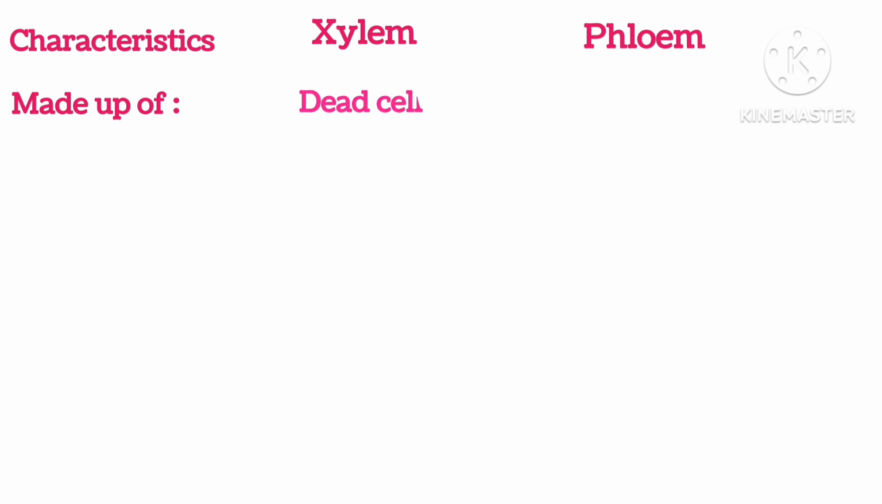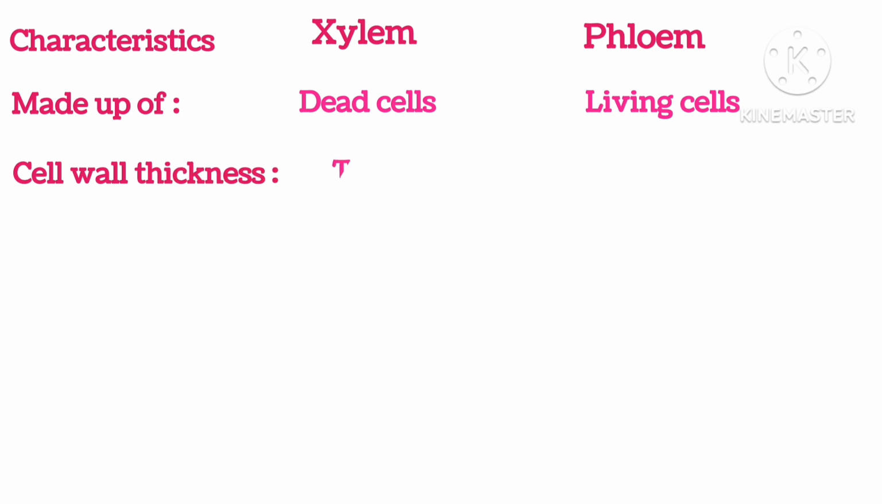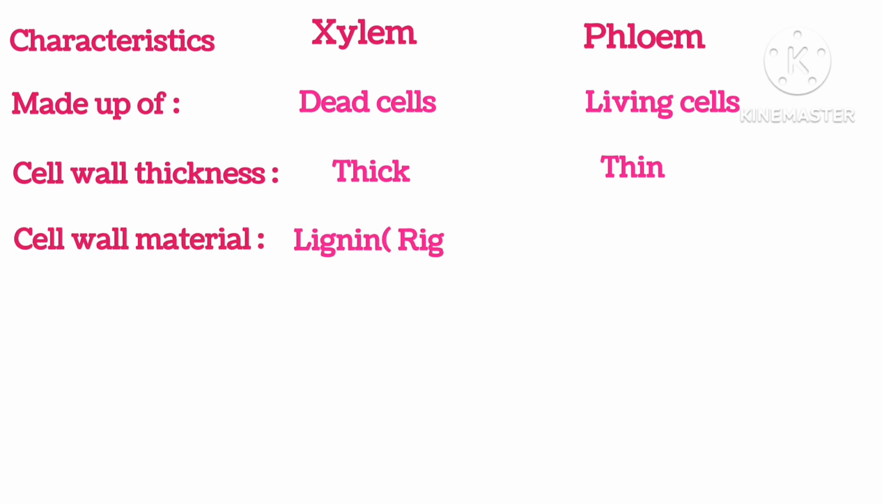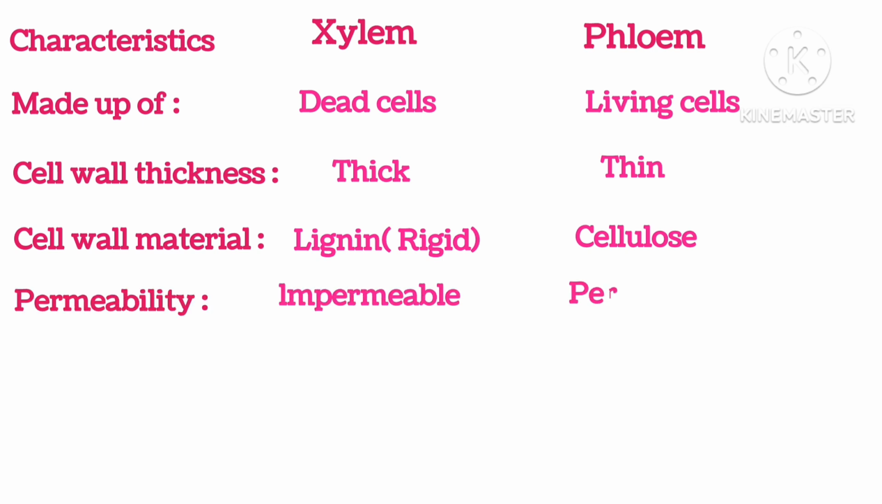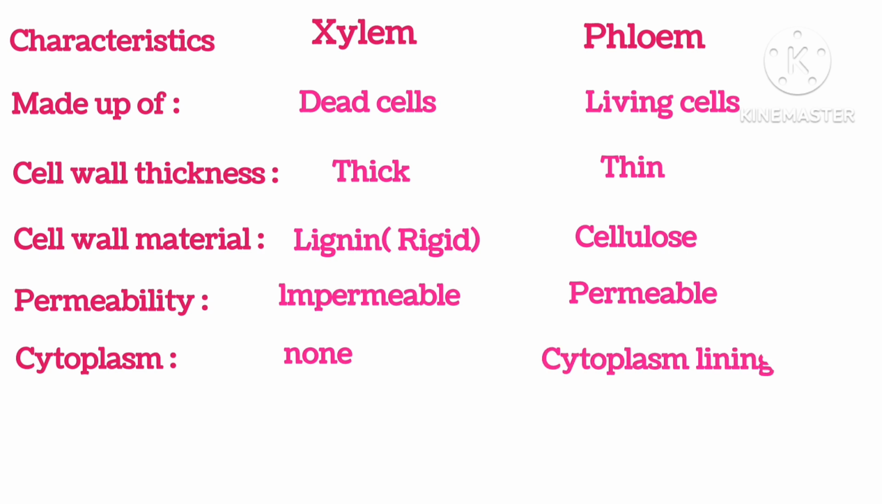Now let's see the difference between xylem and phloem. So xylem is made up of dead cells while phloem is made up of living cells. The cell wall is thick in xylem and thin in phloem. Xylem cell wall is made up of lignin, which is rigid, and phloem cell wall is made up of cellulose. Cell wall in xylem is impermeable and in phloem it is permeable. There is no cytoplasm in xylem. Phloem has a cytoplasm lining.